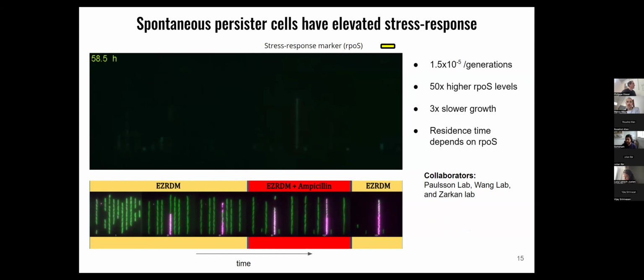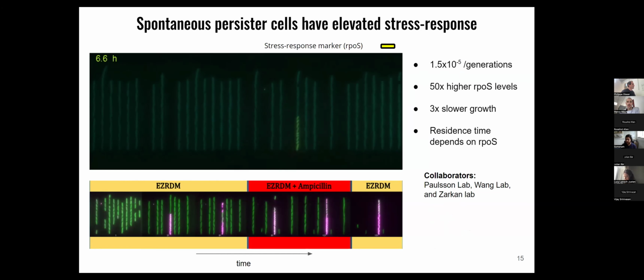This is very interesting. But how do you show that these are true persisters and not some heteroresistance, for example?